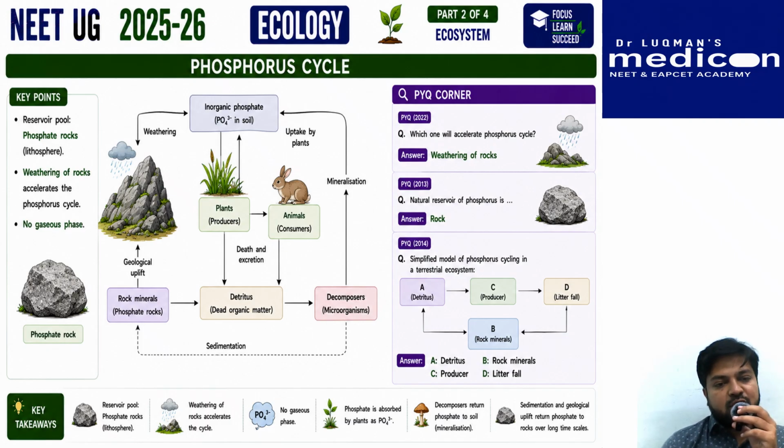Reservoir pool for phosphate is phosphate rocks. Weathering of the rock accelerates the cycle. There is no gaseous state here. Sedimentation and geological uplift return the phosphate to rocks over long time scales.